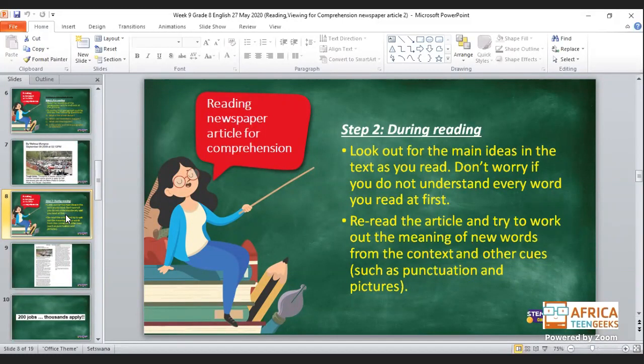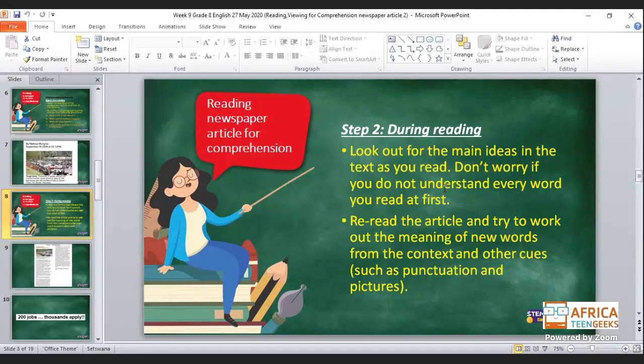Since this article has 10 paragraphs, I will give the 10 of you an opportunity where each one of you will read one paragraph for us. In reading, we are going to look out for the main ideas in the text as you read. One thing I would like to say is, if you read it for the first time and you do not understand, please do not be discouraged or frustrated. It doesn't say anything about your intelligence or your cognitive ability. Sometimes you have to read something once, or more than once, to understand it.